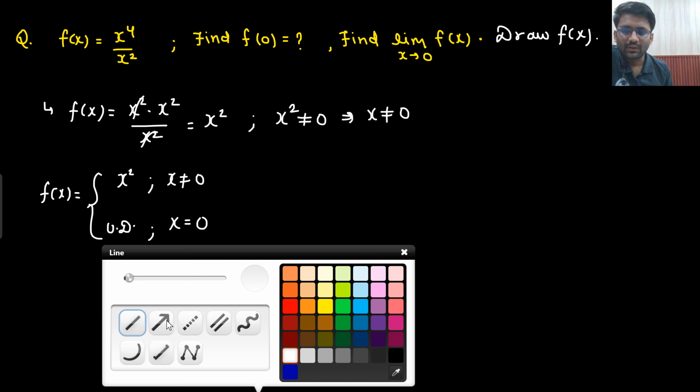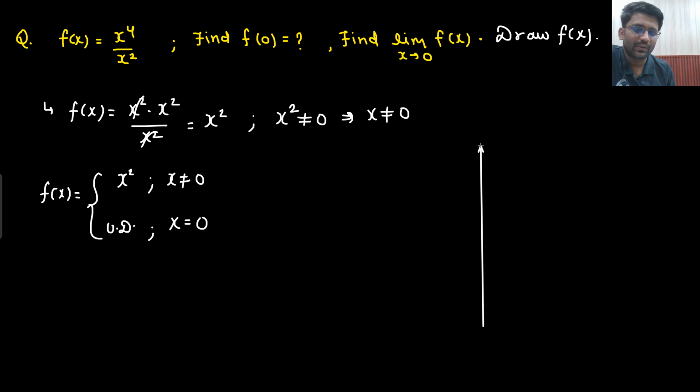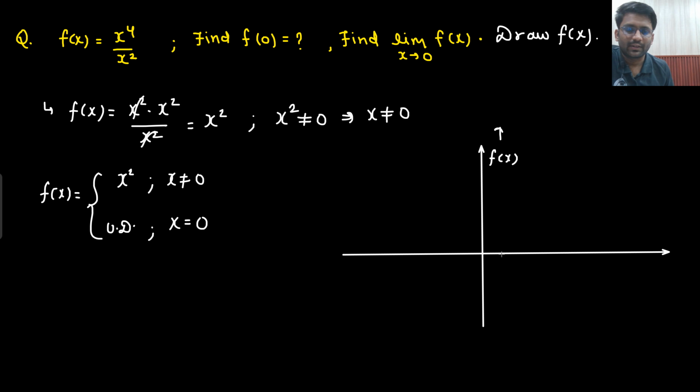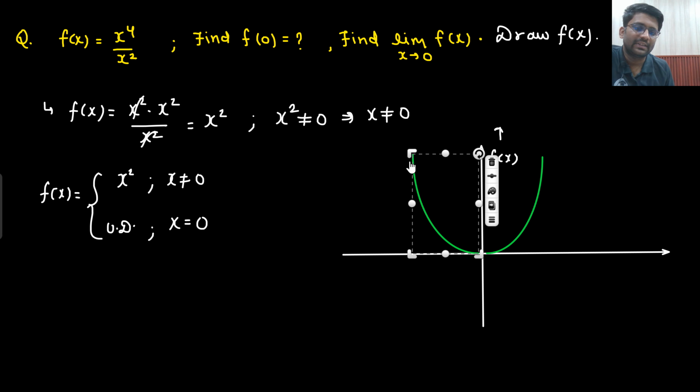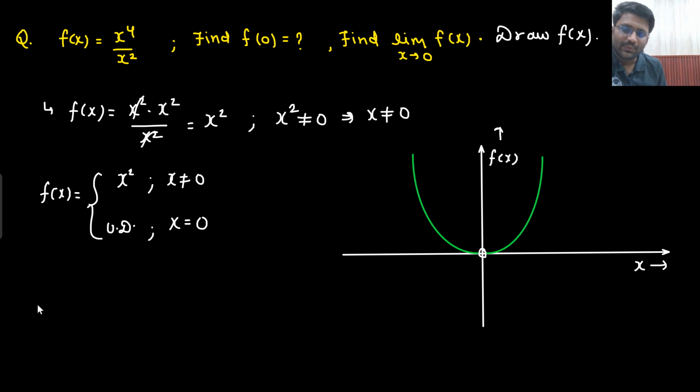Now you are drawing the graph of f(x) which is equal to x square. Apart from x equals 0, you just need to draw the graph of x square. You know how to draw the graph of x square, so this is how we draw it. This is the graph of x square. But the problem is that it is not defined at x equals 0, so at x equals 0 there will be a bubble. If I ask you what is the value of f(0), simply the answer is, sir, undefined.